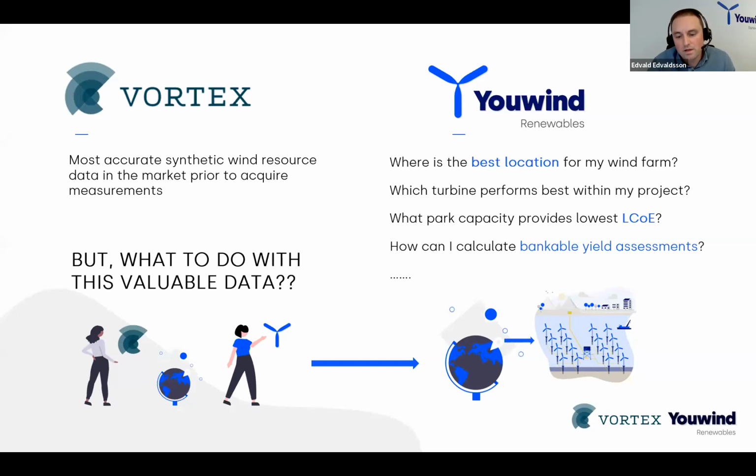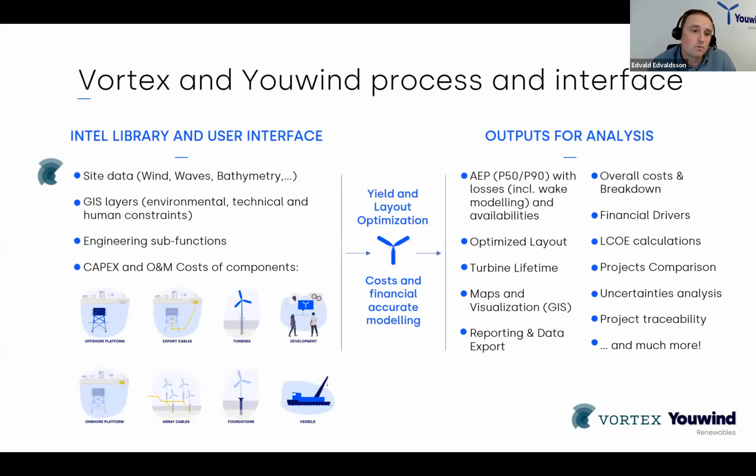And with the high-quality wind data assessments we have, both for synthetic data from ERA5 or ERA2 or other data sources, how can we make sure that with measurements we can calculate bankable yield assessments? And that has been the work we've been doing for several years now within the Vortex team.